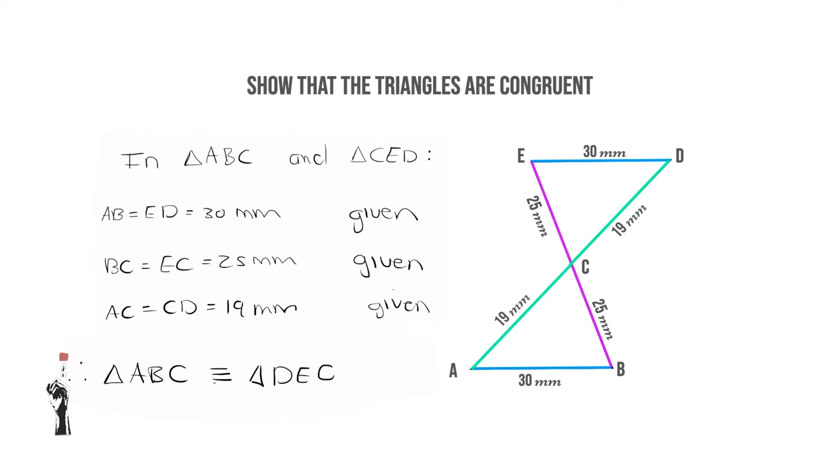To verify myself, I can clearly see on my sketch that it's true that AB is the same length as DE, as well as BC being the same length as EC, as well as AC being the same length as DC. Therefore, I know that my order is correct. But now I still need to give my reason for congruence. And my reason is the fact that I have 3 corresponding sides equal. So I write side, side, side.